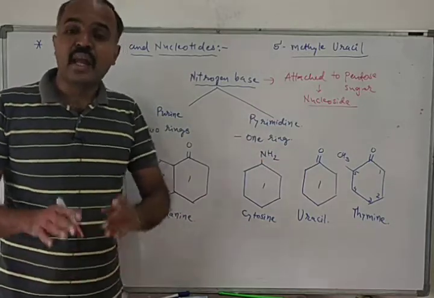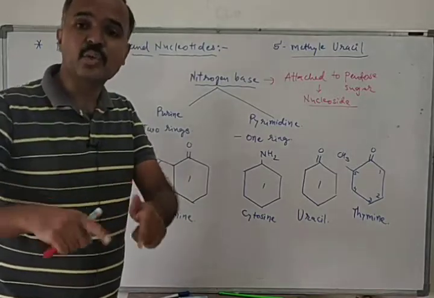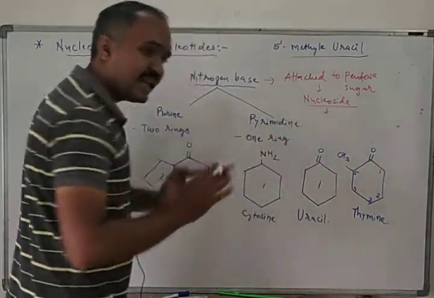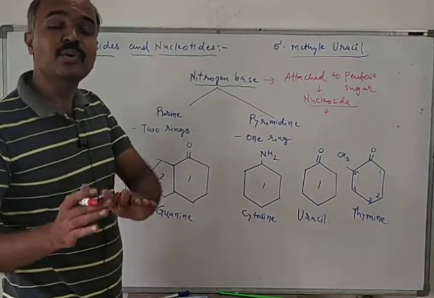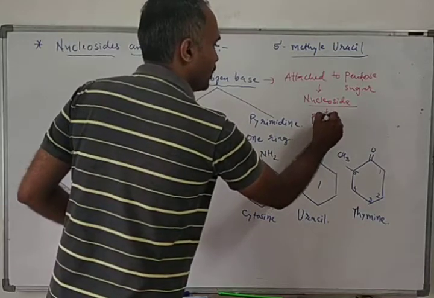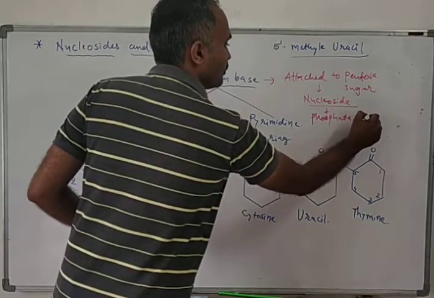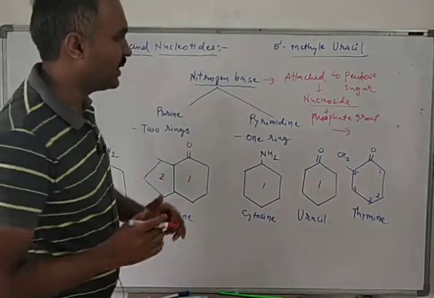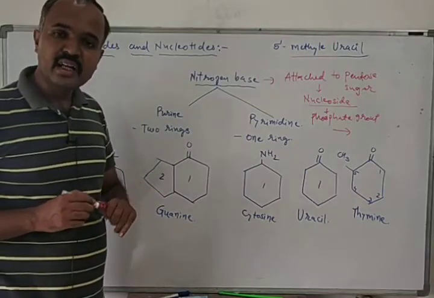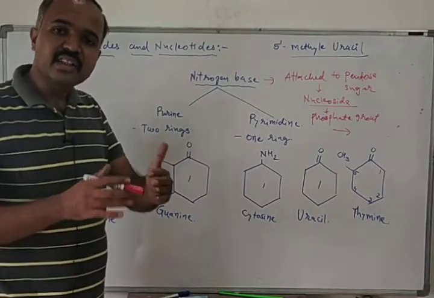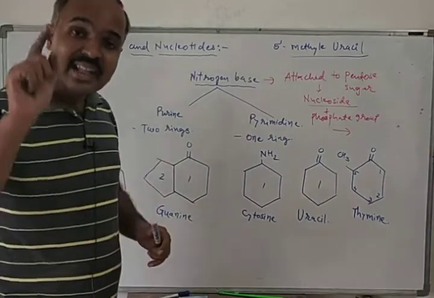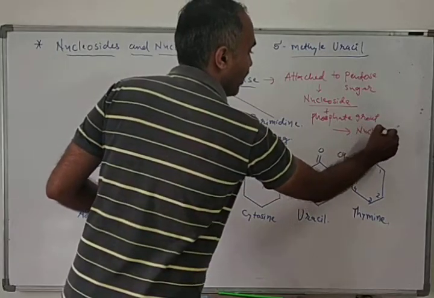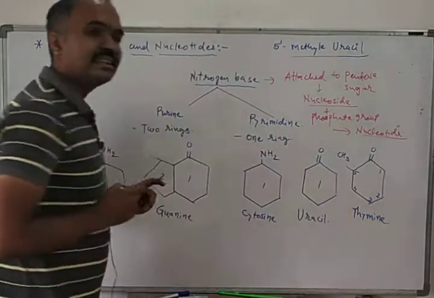If an additional phosphate is attached, if we attach a phosphate group to the nucleoside, that is in form of phosphoric acid, phosphate means phosphoric acid. So when we join nucleoside with a phosphoric acid, or when we attach a phosphoric acid to a nucleoside, then the resultant structure is known as nucleotide. So I hope you are getting this very clear.